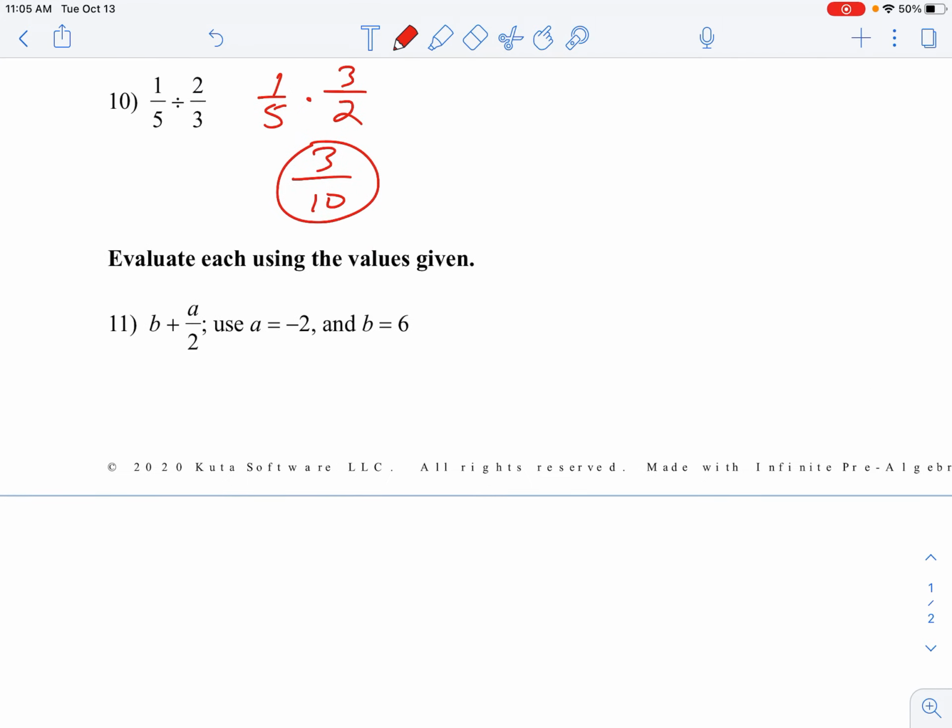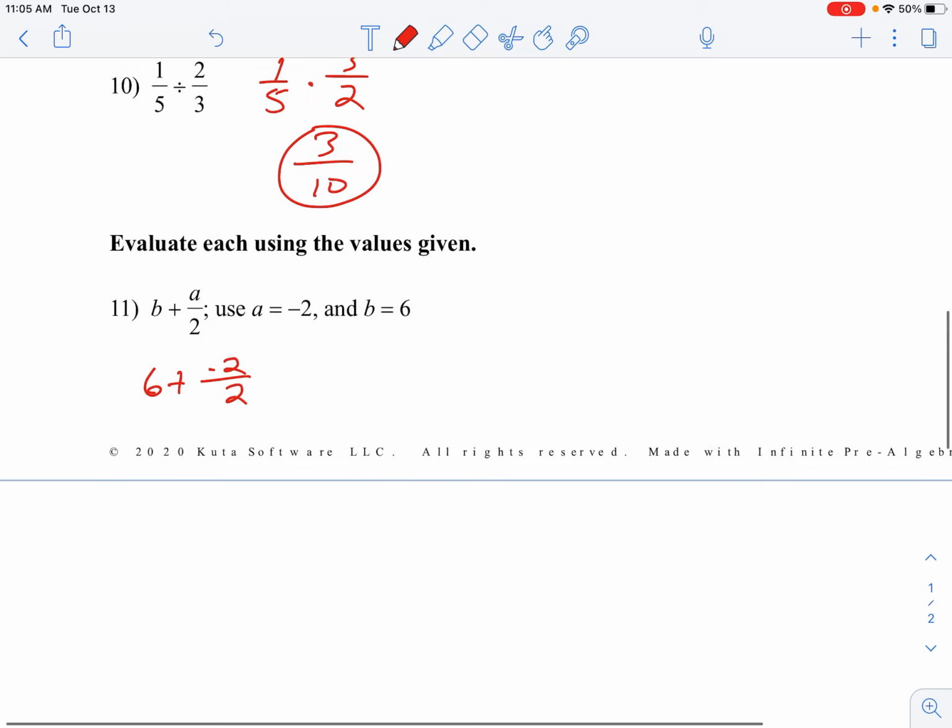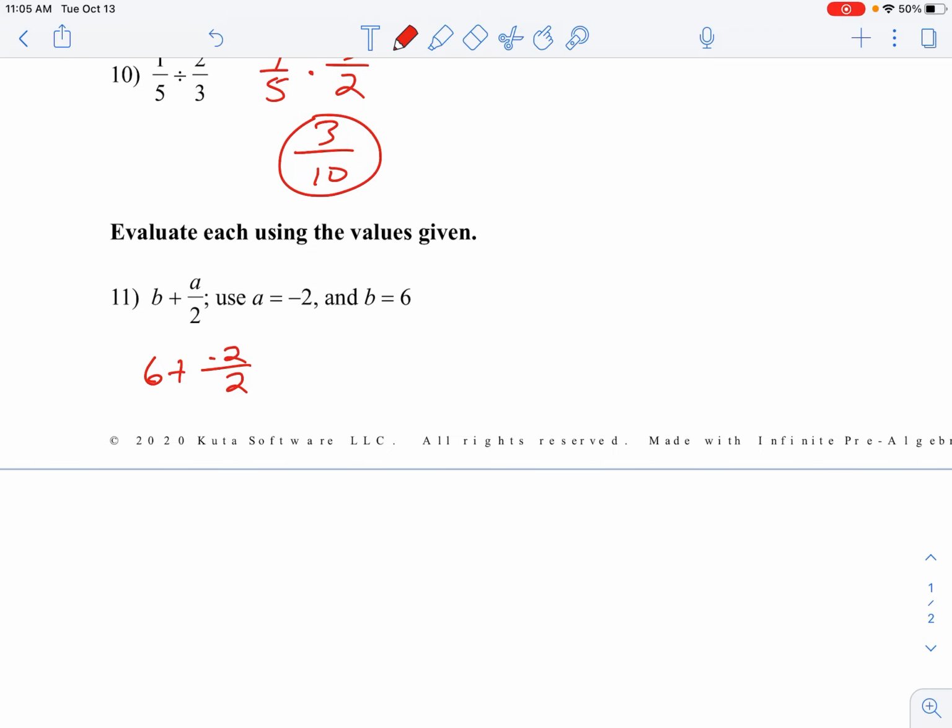Evaluation. We've seen a lot of evaluation. B gets replaced as 6. A gets replaced as negative 2. And then we do order of operations. Negative 2 divided by 2 starts it off. Negative 2 divided by 2 is a negative 1. And 6 plus negative 1 is a 5.